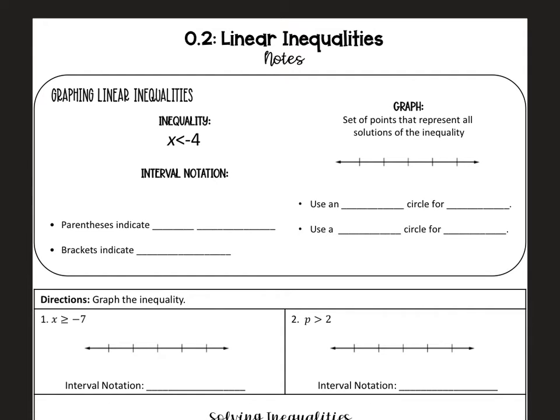Everyone! So today we're going to be talking about 0.2, which is just a review of linear inequalities from Algebra 1. So we're going to be graphing linear inequalities. As you can see in this box here, we have an inequality, x is less than -4. If we wanted to graph this, we're just showing on a number line the set of points that represent all solutions to that inequality.